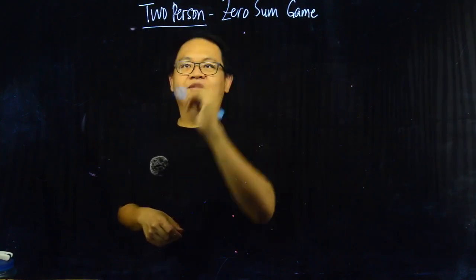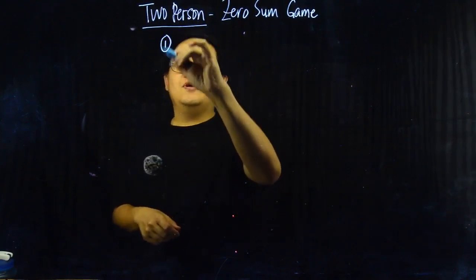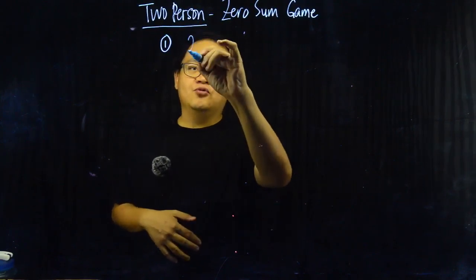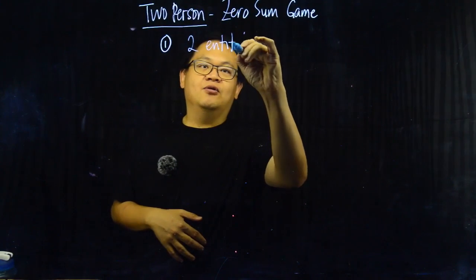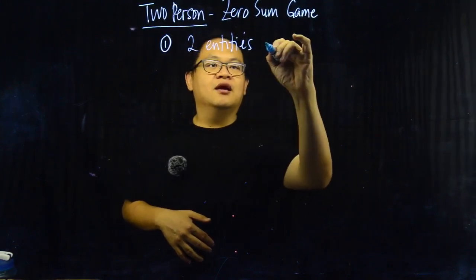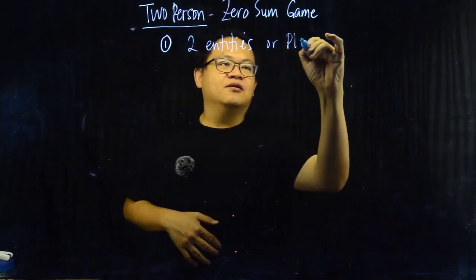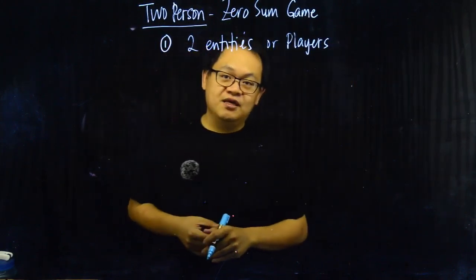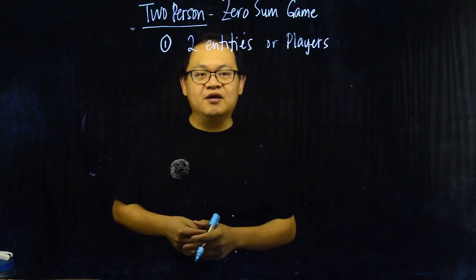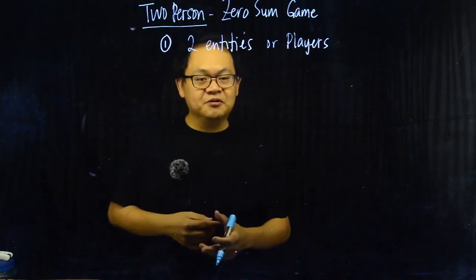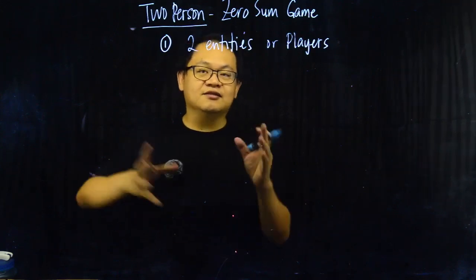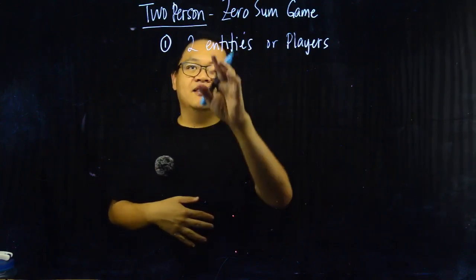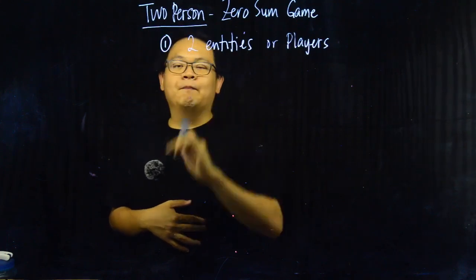First, two-person. What do we mean by two-person? The requirement for this two-person is that we have two entities, or what we call players. Okay? These entities or players don't have to be people. They can be companies, or corporations, they can be strategies, etc. As long as you can identify these two entities, then it will suffice.